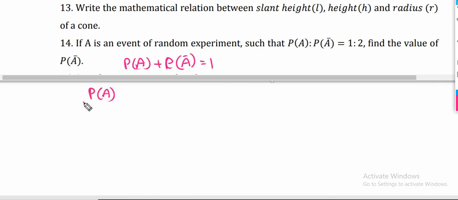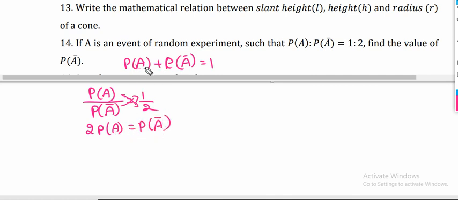Here you take P of A divided by P of A naught, they gave the ratio that is 1 by 2. So here we have to cross multiply. By cross multiplying these two, you get 2 into P of A is equal to 1 into P of A naught. So by substituting, if P of A plus P of A naught is equal to 1, then what it becomes: P of A naught, you put this as it is, you transfer this to the right hand side, that becomes 1 minus P of A.